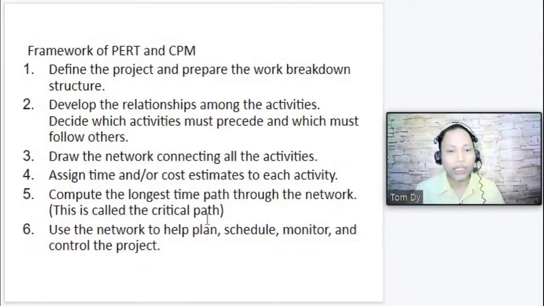Actually, this will cause a delay. That is why it is called a critical path. So we have to compute the longest time path through the network. And then lastly, use the network to help plan, schedule, monitor, and control the project. So these are the framework of PERT and CPM.